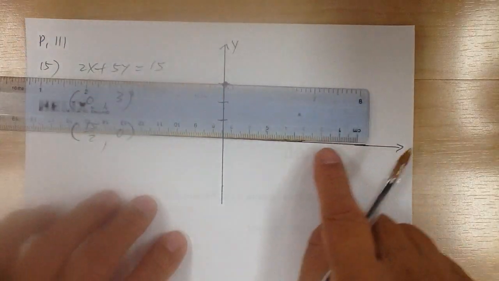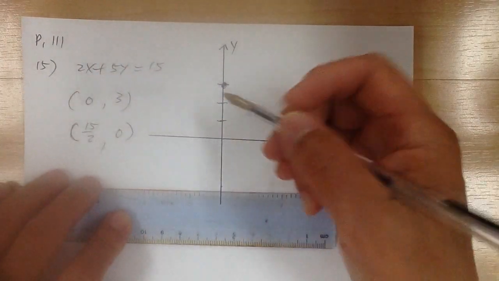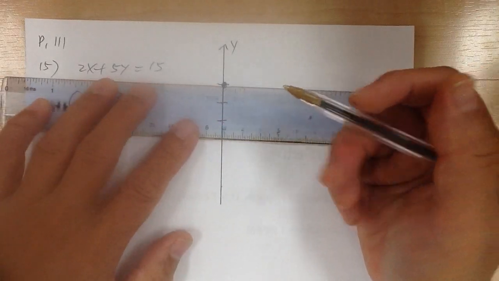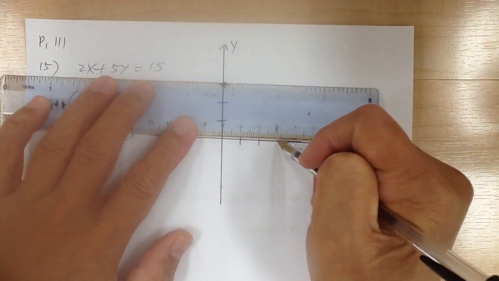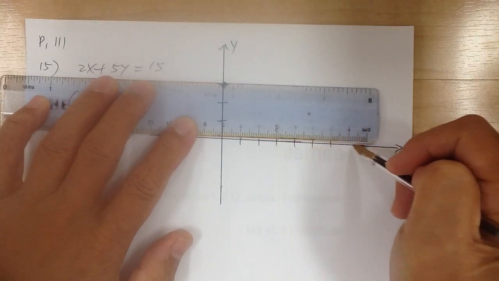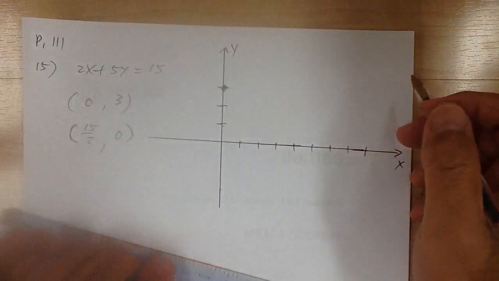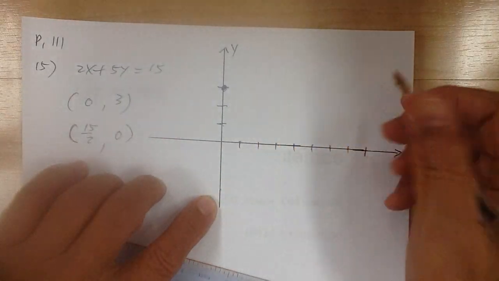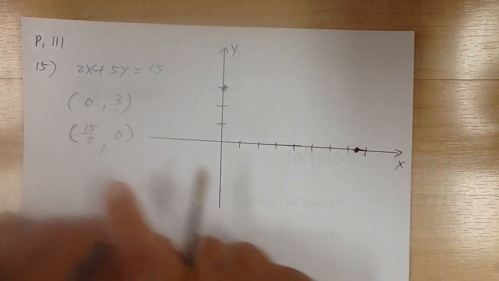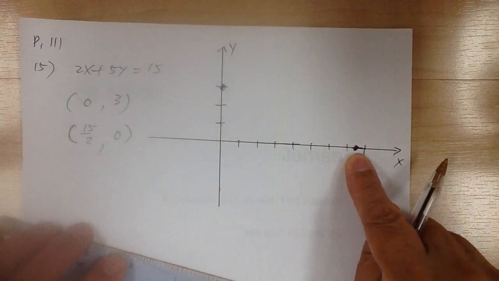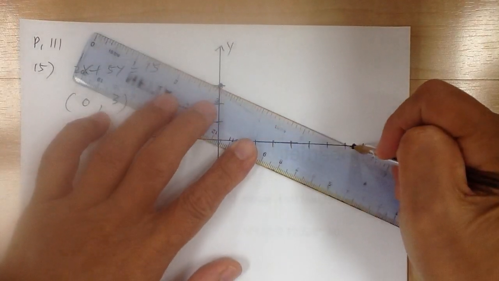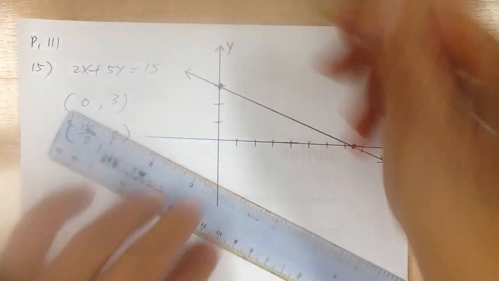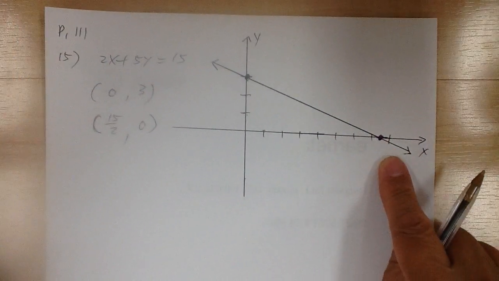Now, if you really run out of space, instead of making each division this big, you can make each division this small. You can do that. But since I have space, I can just make a bigger division. So 7.5 is going to be right over here. Just connect the two dots, draw the arrow at the end, and that's it.